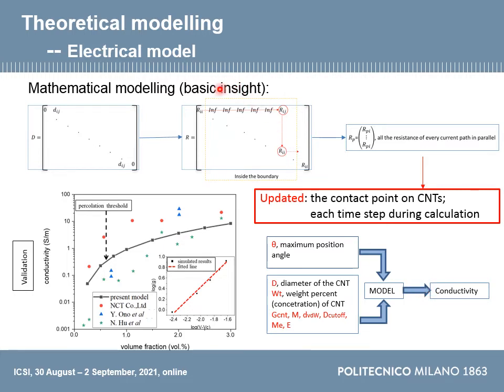Before using that on our case, we should first validate the current electric model. According to the published experimental data, we could find that our model has a good agreement compared with them. So in this way, we could say that our current electric model is reliable, so we can move on to further study.